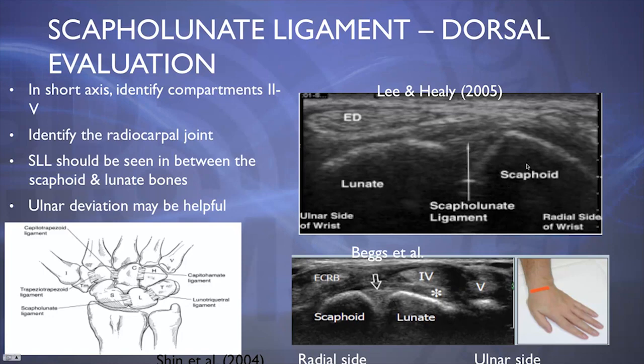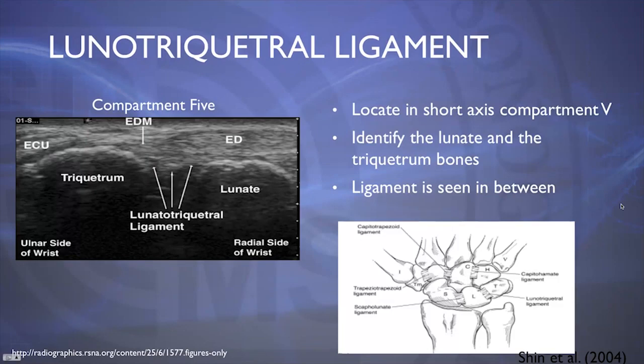Then the lunotriquetral ligament. Locate in short axis compartment 5. Try to identify the lunate and the triquetrum bones, and then this ligament will be seen in between the two. So here's compartment 5 right here, here's compartment 4 and compartment 6. Here's triquetrum, here's lunate, and then our lunotriquetral ligament is right here. Again, radial side of the wrist, ulnar side of the wrist.